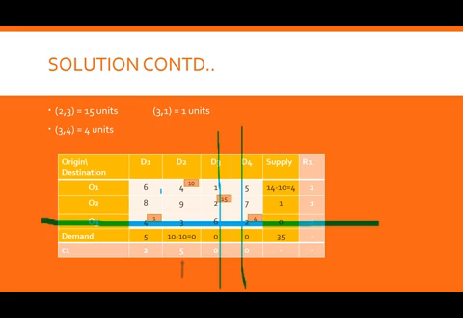Now recompute penalties. 6 and 4, penalty is 2. 8 and 9, penalty is 1. 8 and 6, penalty is 2. 9 and 4, penalty is 5. So once again, clear-cut case. Highest penalty is 5. Least cost in the column is 4. So I'm supposed to make an allocation here.